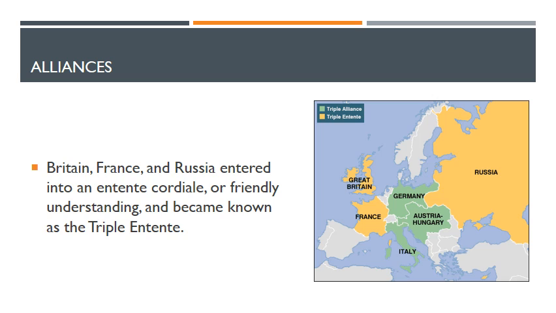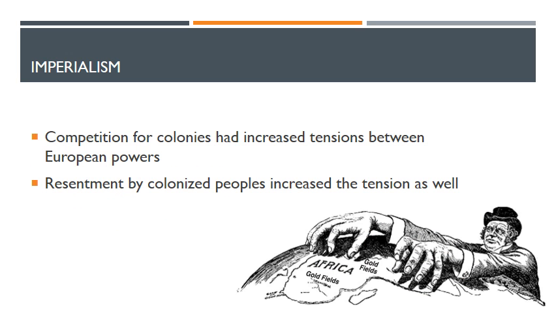Now, how I remember which is which, Entente is a French word, and that tells me that France was on that side. And I know France and Germany are not friendly, and so Germany then has to be the Triple Alliance. The letter I in the acronym MAIN stands for imperialism.